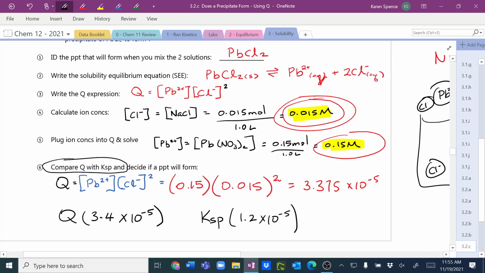Which of those two is bigger? Q. And if Q is bigger than KSP, we will say, therefore, does a precipitate form? Yes, because it will shift to the left. Because Q is too big, it shifts left, therefore a precipitate forms.